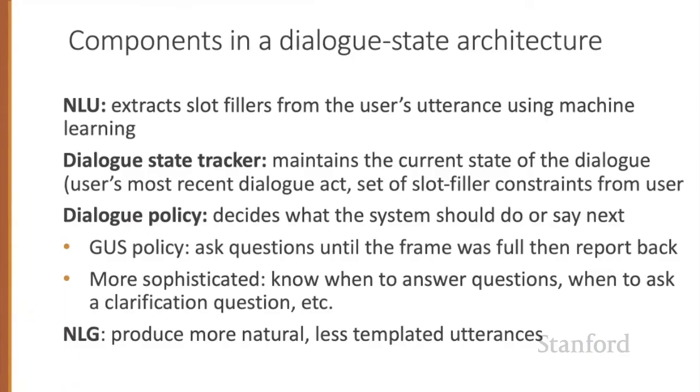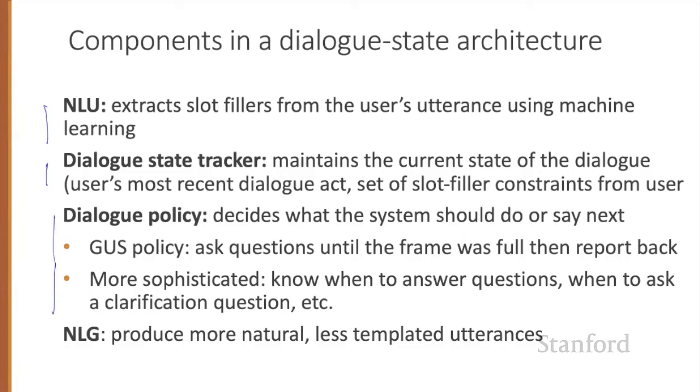In this lecture, we'll focus on text rather than speech, looking at 4 of the components. These 4 are more complex than in the simple GUS system. Like the GUS system, the dialogue state architecture has an NLU component to extract slot fillers, but generally using machine learning rather than handwritten rules. The dialogue state tracker maintains the current state of the dialogue, including the user's most recent dialogue act, and the entire set of slot filler constraints the user has expressed so far.